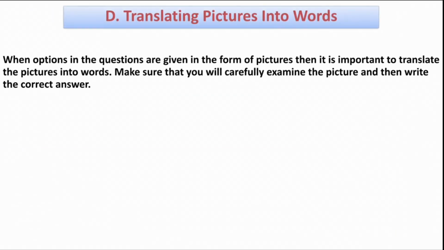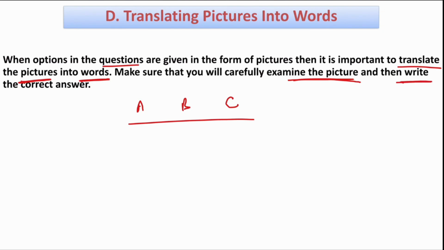Now we will talk about how to get your correct answer when you get pictures in the options and you have to translate the pictures into words. When options like A, B, C are given, but you are getting pictures of something and the question is in reference to those pictures, you have to translate the pictures into your own words, which will make you clear and help you understand what the question is saying. Make sure you carefully examine the picture and then mark your correct answer.